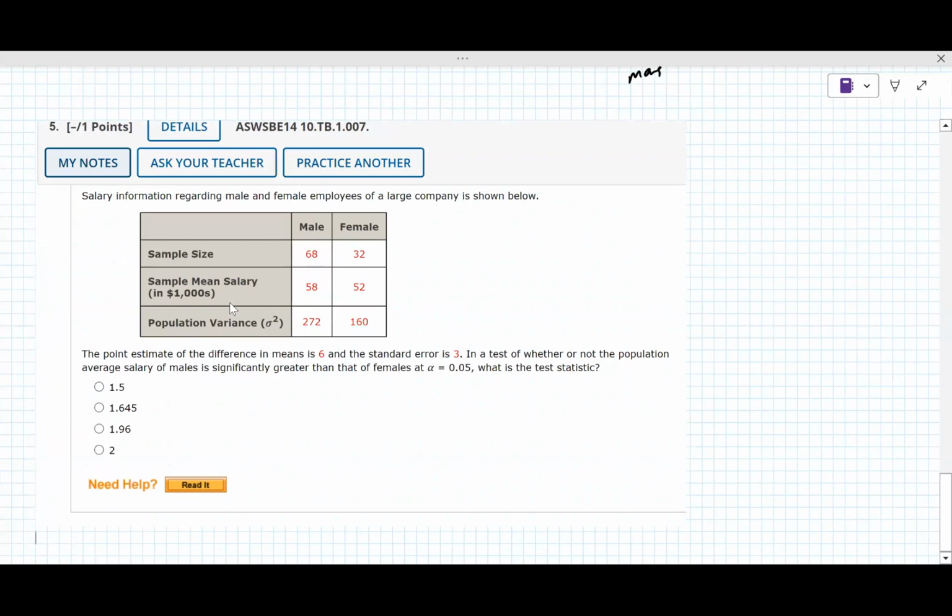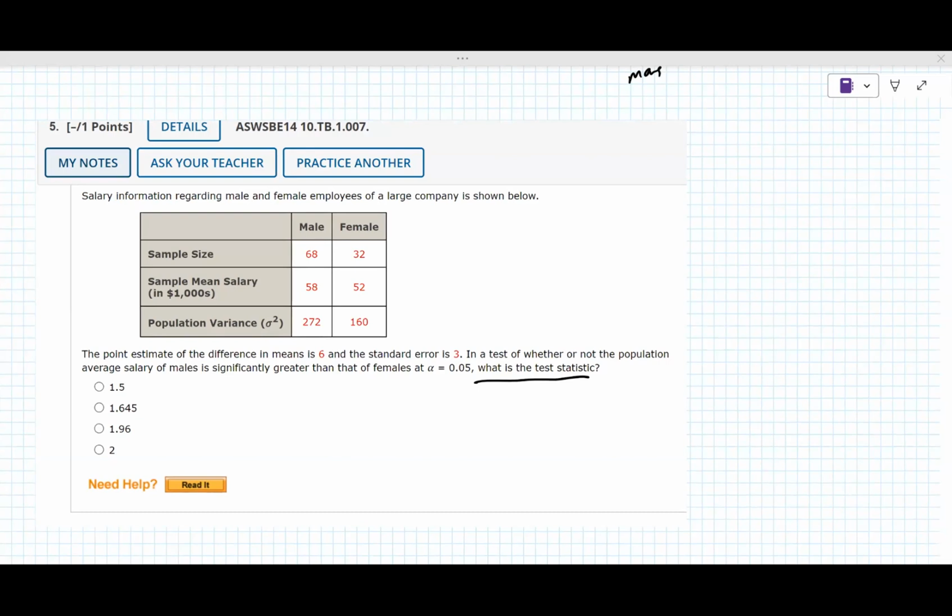Okay. This one, we're kind of seeing the same thing over and over again, right? It's some table. They give you the means, they give you the sample size, they give you the variance. Okay. They're asking you different things. This time they're asking for what's called the test statistic. And you're used to the test statistic being Z. And that is no different here. That is the test statistic.